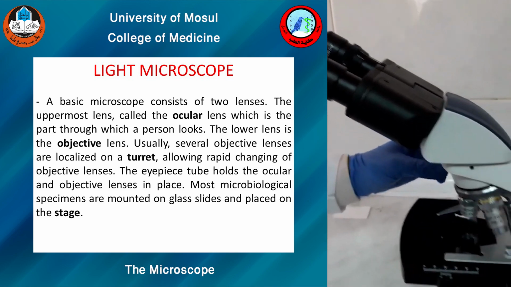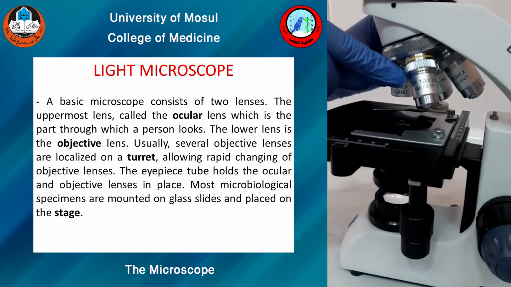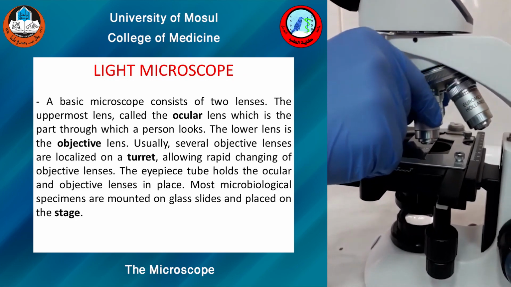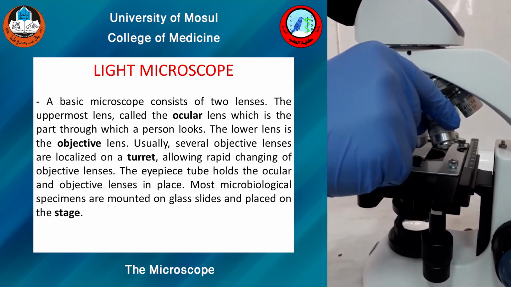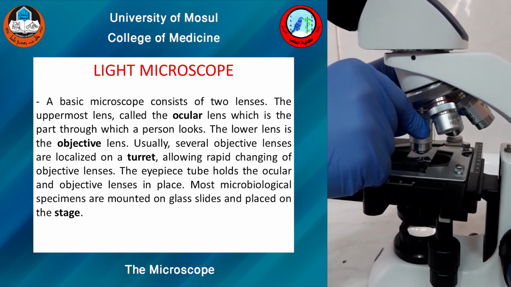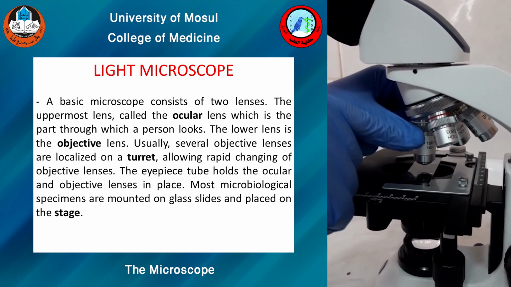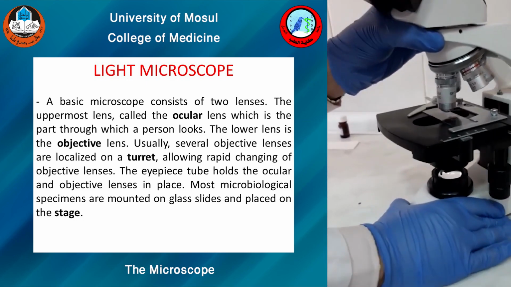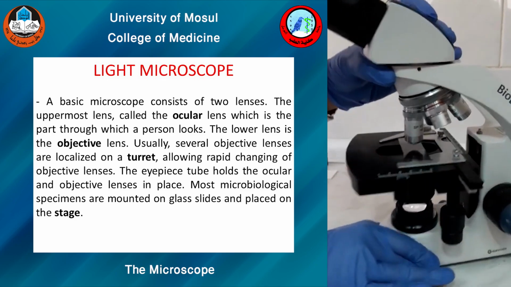And the second type of lens is the objective lenses. These are the objective lenses. Several objective lenses are carried on a turret, allowing rapid changing of these objective lenses. And each objective lens has a specific magnifying power that is written on it.